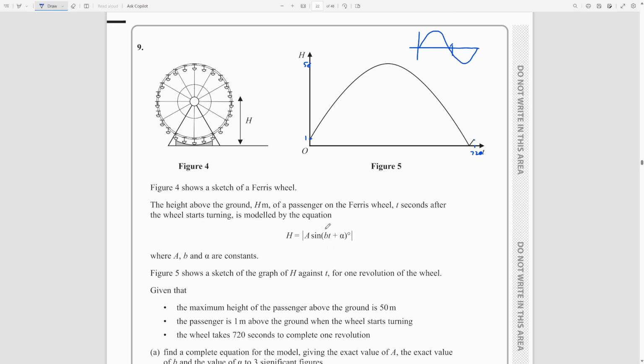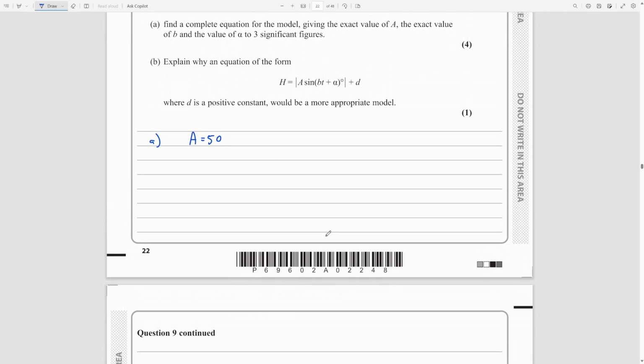That means that b must be a quarter, because f of kx is actually a stretch of 1 over k. So if k is a quarter, it stretches it out by 4, and if b is a quarter, it stretches it out by 4 as well. So our little b must be a quarter.